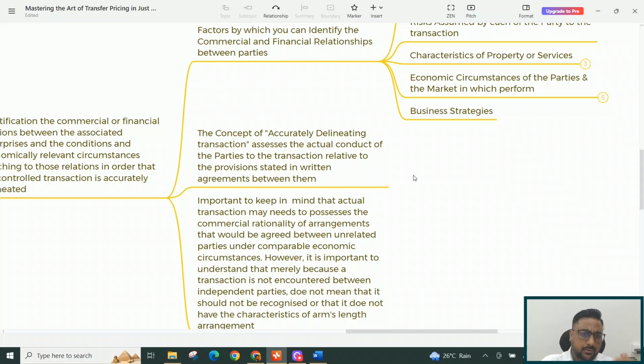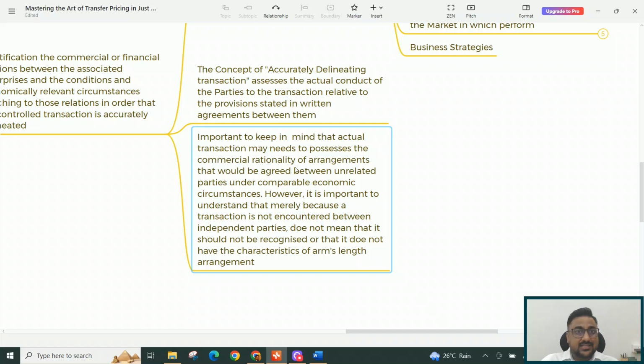Also, I am coming to the subsequent point, which is, it is important to keep in mind that the actual transaction may need to possess the commercial rationality of the arrangements that would be agreed between unrelated parties under comparable economic circumstances. However, it is important to understand that merely because a transaction is not encountered between independent parties does not mean that it should not be recognized, or that it does not have the characteristic of an arm's length arrangement.